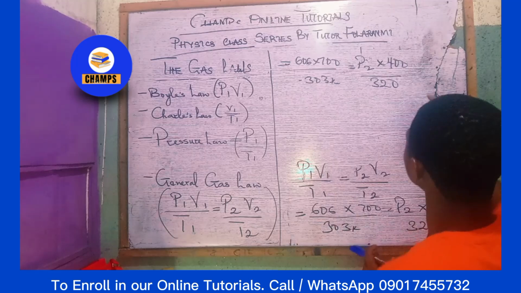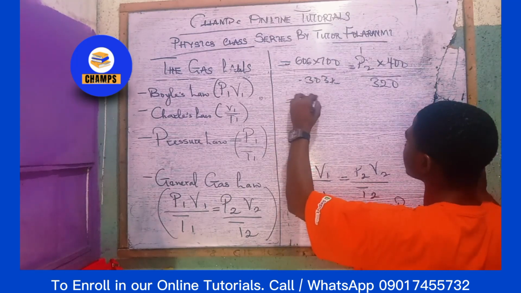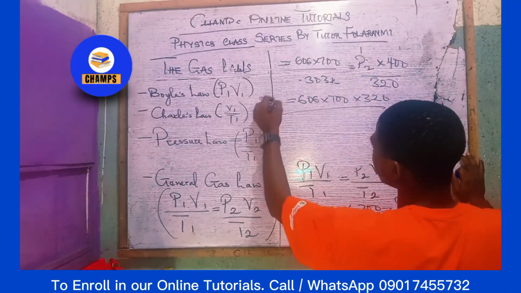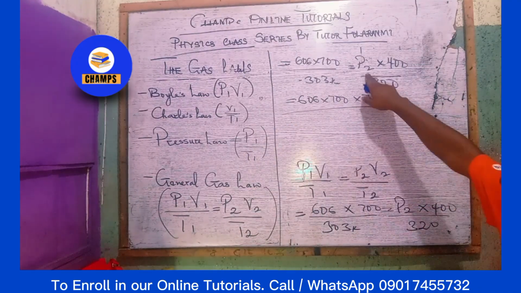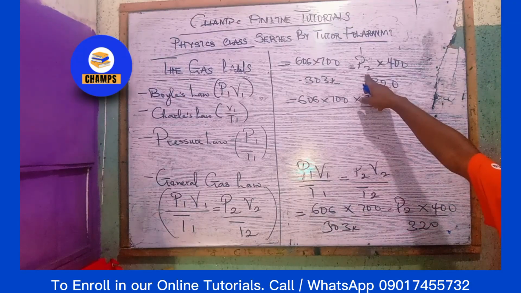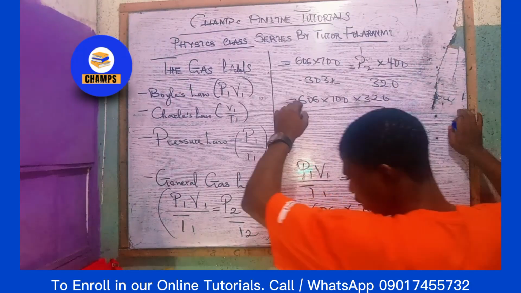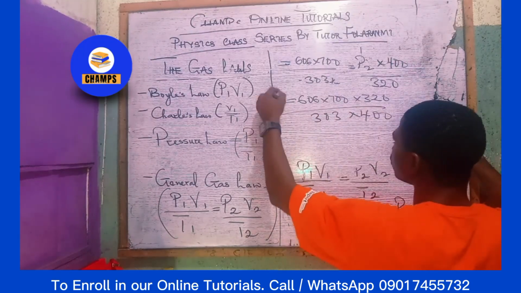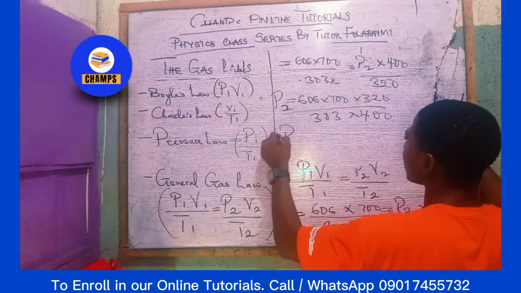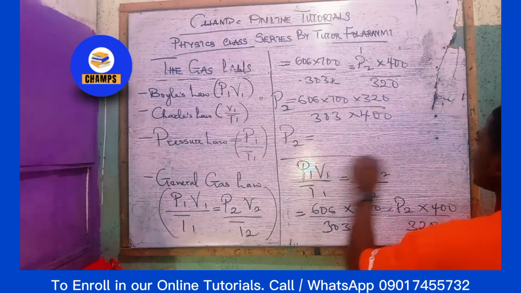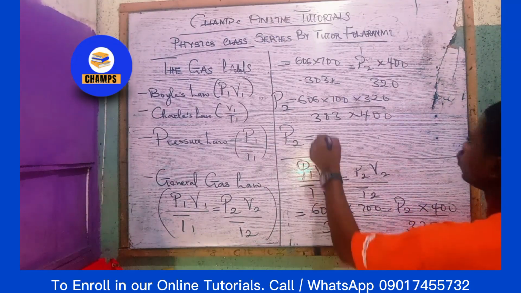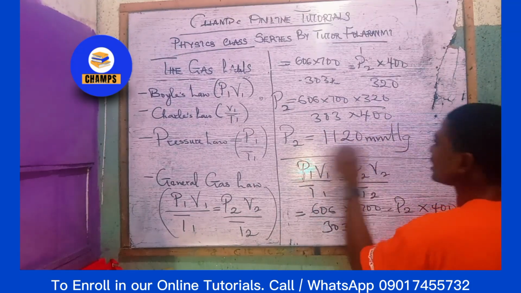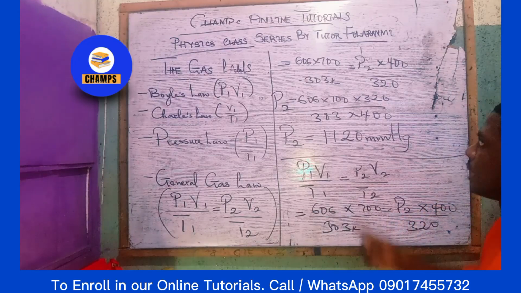We will just rearrange them by saying 606 multiplied by 700 multiplied by 320, then all of that is equal to, now remember you are making P2 the subject of the formula, 303 multiplied by 400. P2 is now your subject. So by cross multiplication and your final division, your answer should be 1120 millimeter mercury.